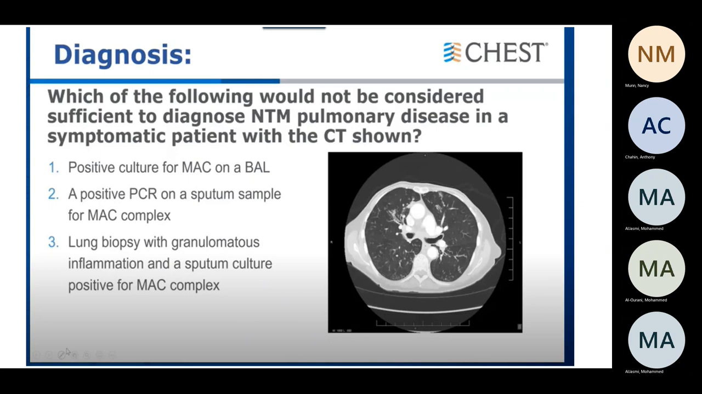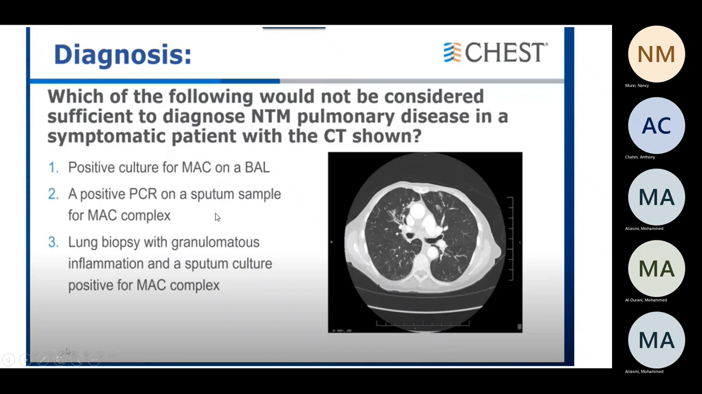You need two cultures, because they didn't mention the numbers. So you have at least two, or you have a positive culture on BAL. That's one, and that would be sufficient, right? Or if you have it on washing. Now, if you get the lung biopsy, and that happens often, biopsies get read as showing granulomatous inflammation, whether caseating or non-caseating. But that alone, even when you have imaging abnormalities, is not sufficient to diagnose NTM. It has to be along with a positive sputum culture or bronchial washing.